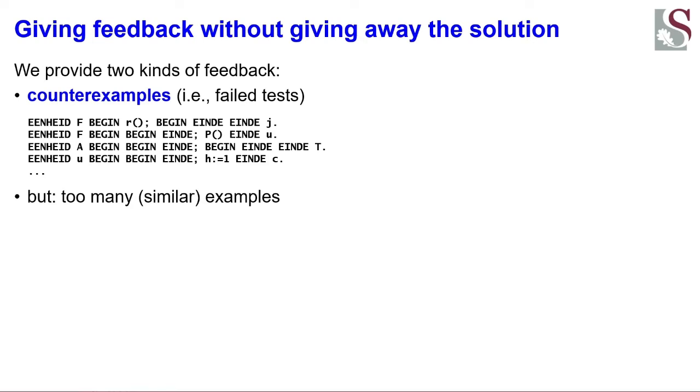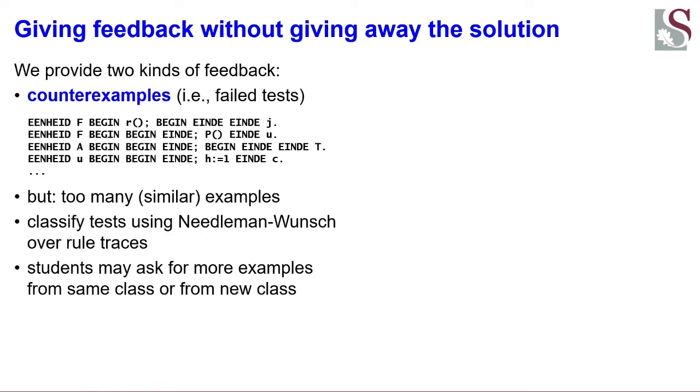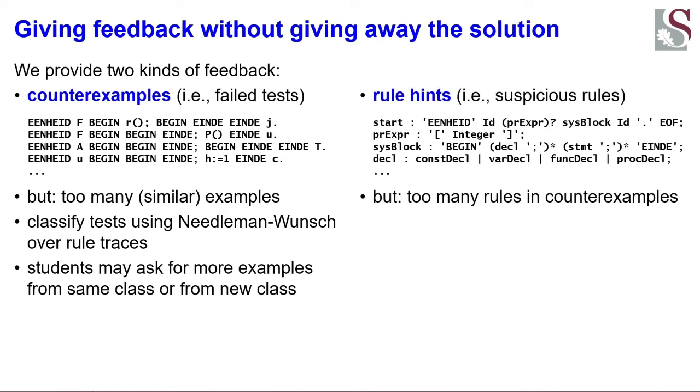The problem here is that we need relatively large test suites to test a grammar thoroughly, so we can have too many counterexamples and the students don't find the forest for the trees. In GTutor, we address this problem by classifying all the test cases using the Needleman-Wunsch sequence alignment algorithm over the rule traces, and then letting the students decide whether they want to see further similar counterexamples that are hopefully related to the same error, or counterexamples from a new class that are probably related to a different error.